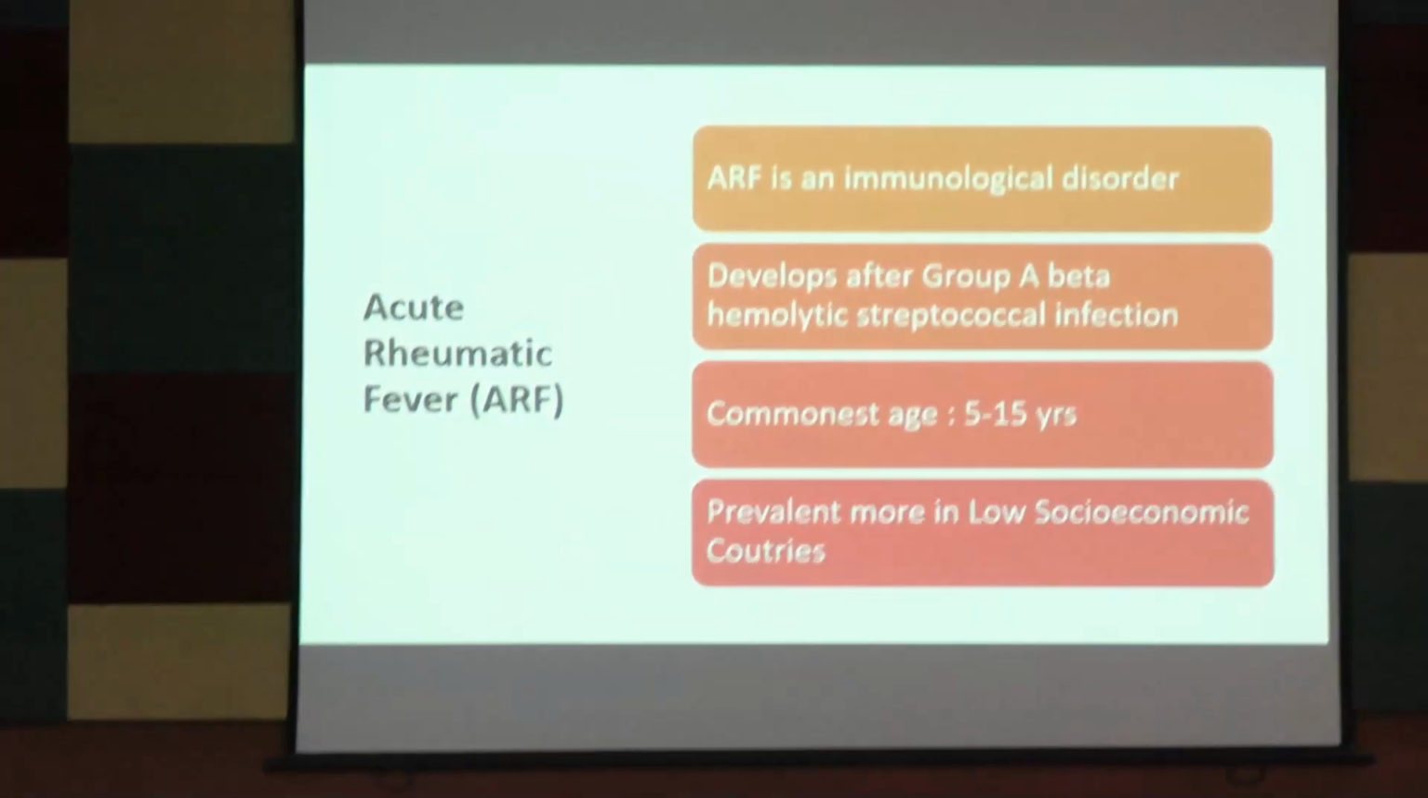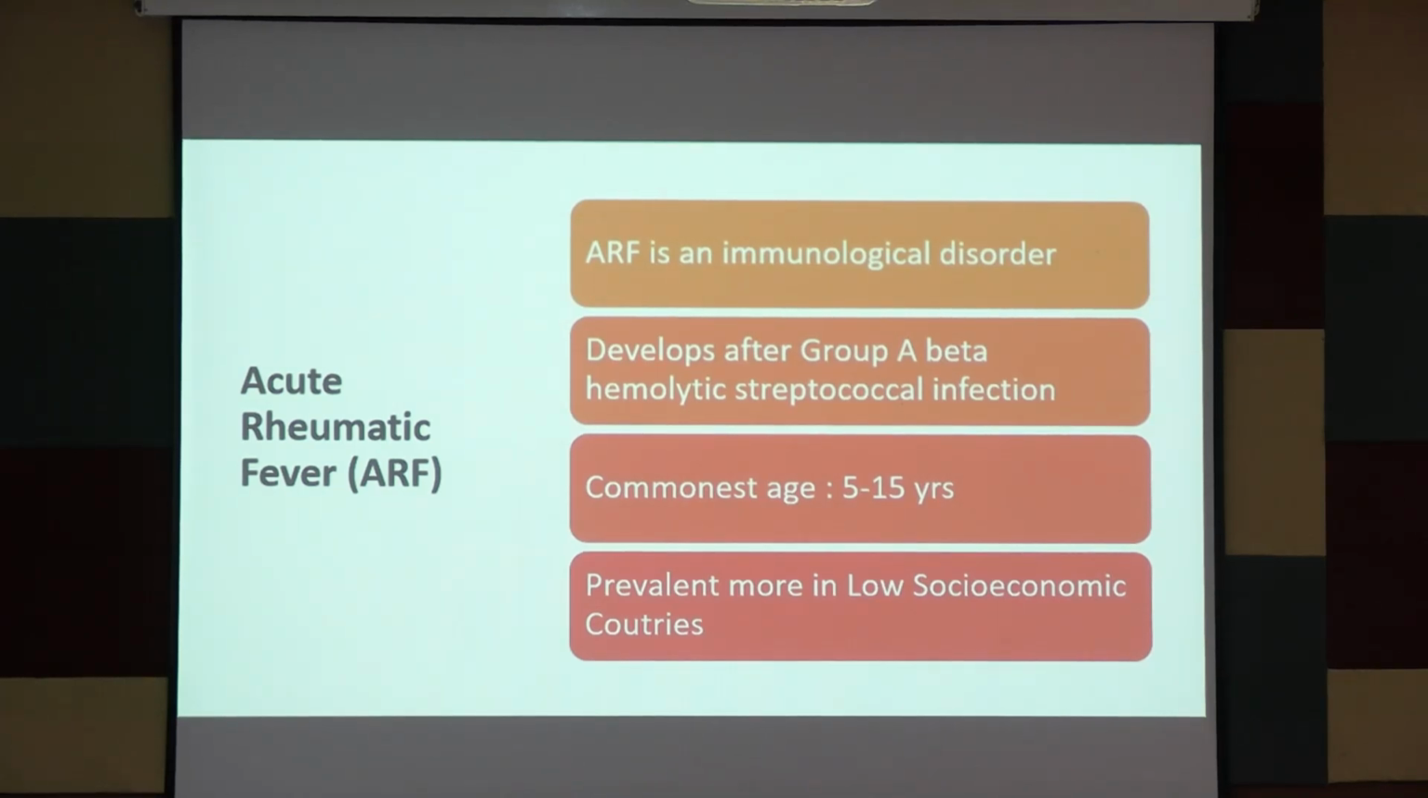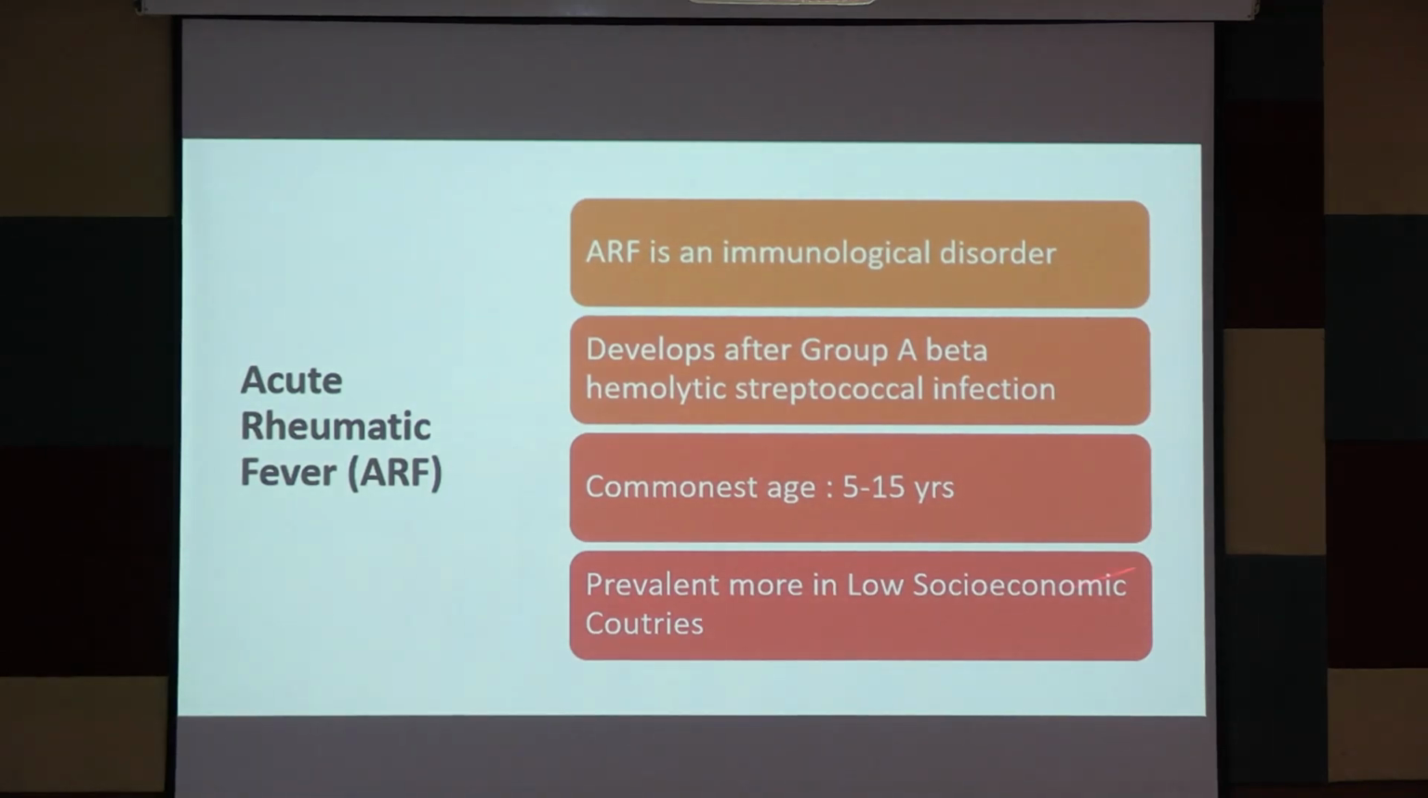That was a case which I have discussed. Now this discussion is our topic. I think it is common to acute rheumatic fever, an immunological disorder. You will agree after the discussion of the case that it develops after a group A beta hemolytic streptococcus infection. The common age group I have discussed is 5 to 15 years, and it is more prevalent in low socioeconomic countries.